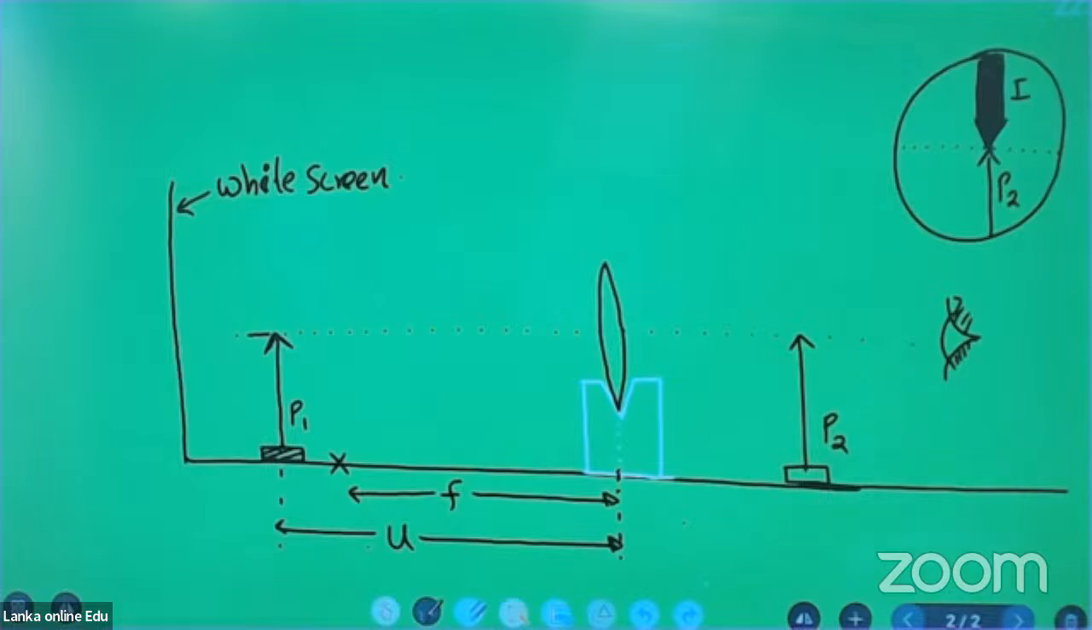Okay. Look carefully. The image can be seen and pin P2 can also be seen. Right. So the white screen is there. The image is there.